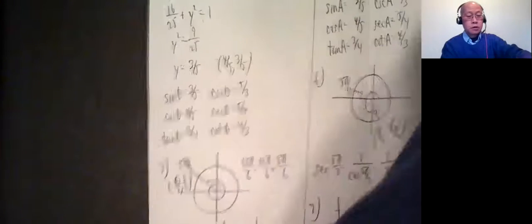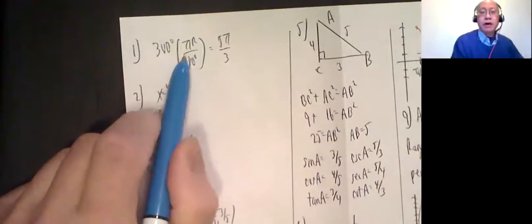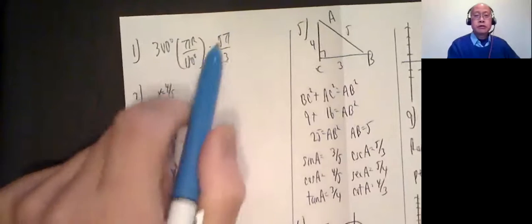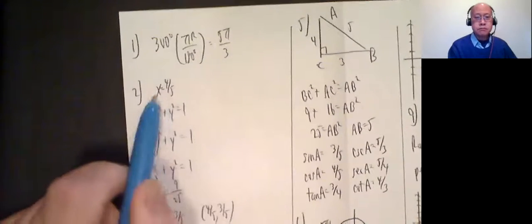These are solutions to Melham's exam 4 for Math 225 at CSM. Okay, question 1, 300 degrees multiplied by pi over 180, reduces to 5 pi over 3.